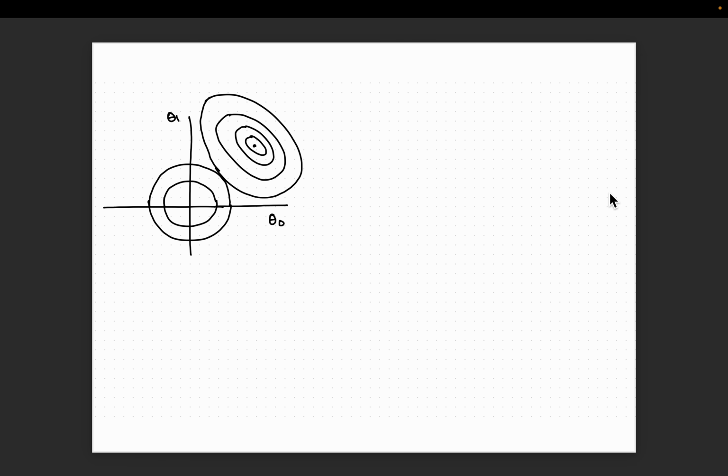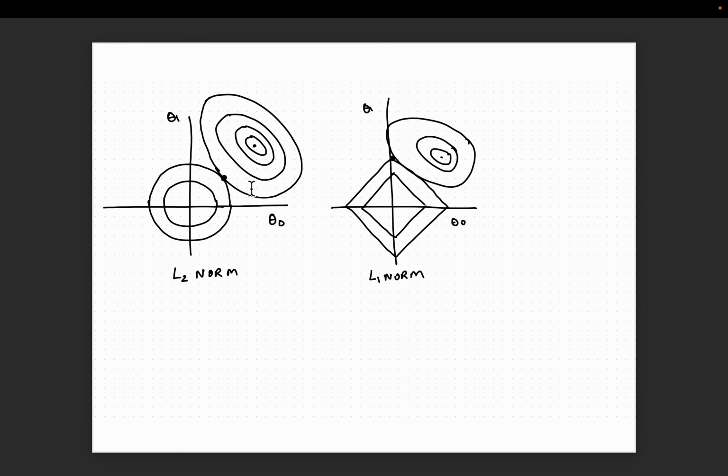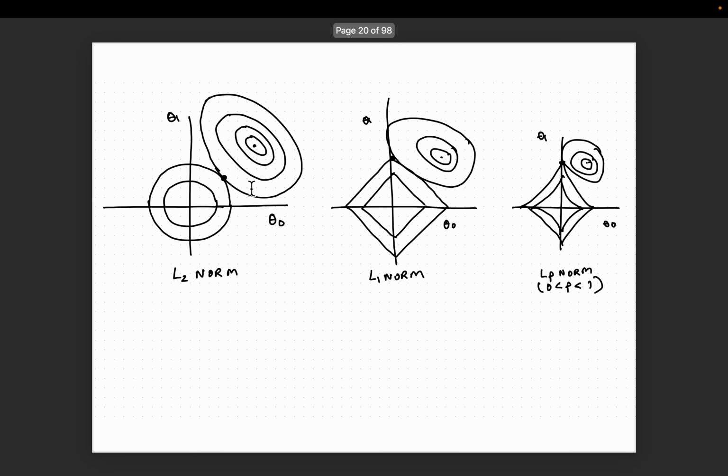Here I have plotted the unconstrained solution. If you did not have any penalty, it would have been the midpoint, the middle of these centroids, and this is the overall constrained solution which I am obtaining, when I am looking at both the terms, the data fit term plus the theta transpose theta term. I do the same for L2, L1 and some Lp norm where p is between 0 and 1.